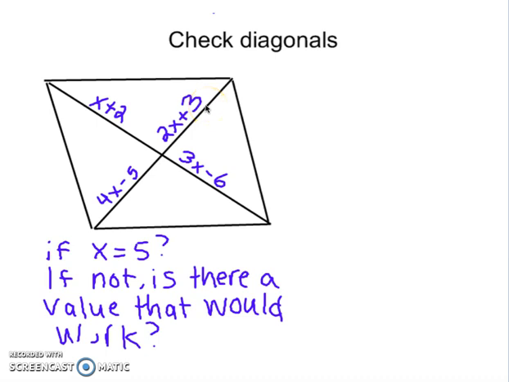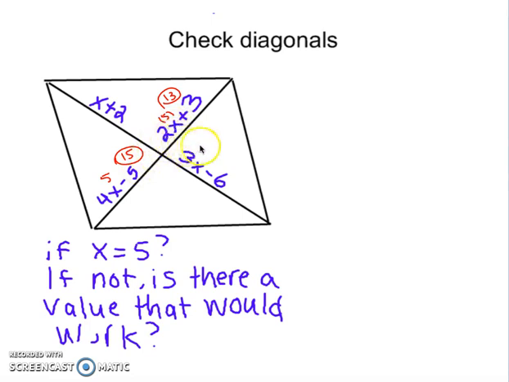So it's asking if it's a parallelogram. Would it be a parallelogram if x equals 5? So we'd have to plug in the 5 to see. So if we plug 5 in here, we'd have 4 times 5 is 20, minus 5 would be 15. And then if we plug the 5 in here, we'd have 5 times 2, which would equal 10, plus 3 would equal 13. Are these congruent? The answer would be no. So if x equals 5, is it a parallelogram? And the answer would be no.